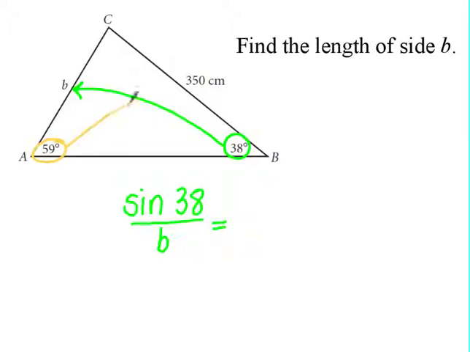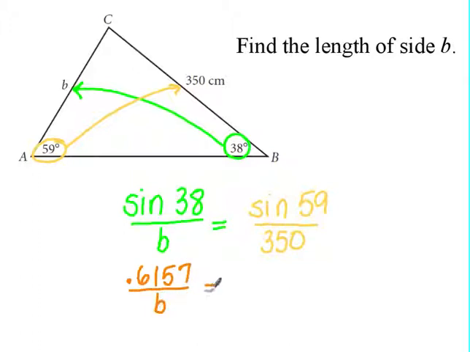Sine of 59 over 350. So I have the sine of 59 over 350. It's just an equation, and actually it's just a proportion that we need to solve. So what is the sine of 38 to 4 decimals? 0.6157. So 0.6157 over B equals, what's the sine of 59? 0.8572.